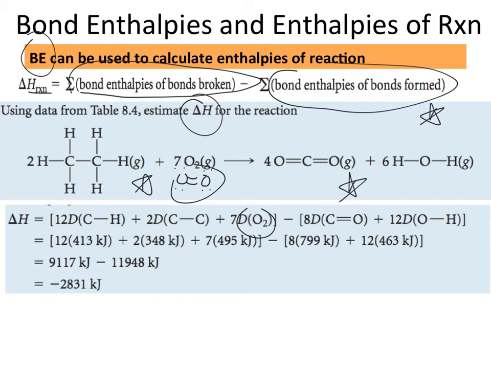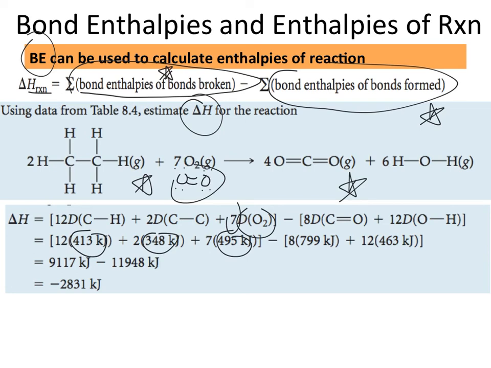And I have 7 of those, so it's going to be 7 times that O2 bond enthalpy value. So I'm going to plug in the values that I get from the table or from the back of the book, and that's going to give me the bond enthalpies of all the bonds that are going to be broken on that reactant side.